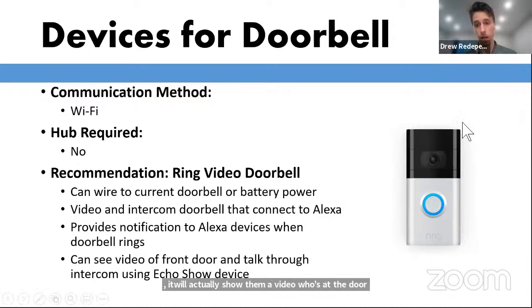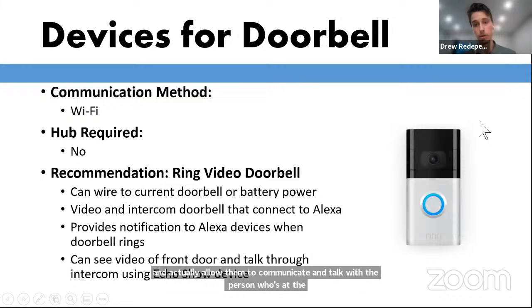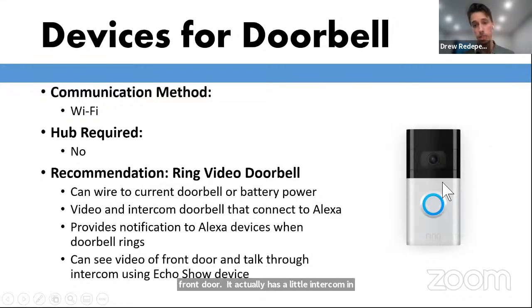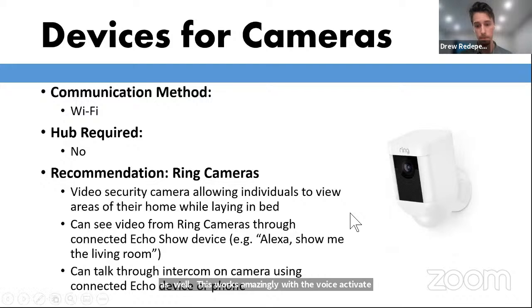It has a little intercom in it, so you can speak through your Alexa device and talk to whoever's at the front door. And you can also see them as well. So this works amazingly with the voice activated locks, because the person can answer the door by voice and then unlock the door by voice using the lock.